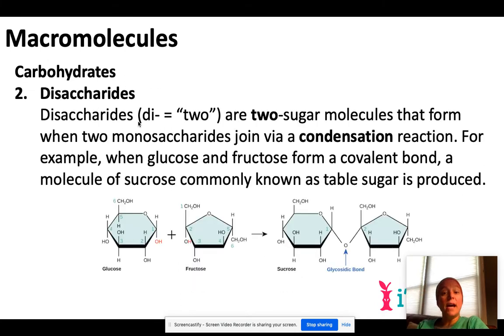Your disaccharides have two rings of those 3 to 7 carbons, but then they're bonded together. So we have two rings of sugar attached to each other. This is like your table sugar, that's your sucrose, and your lactose.